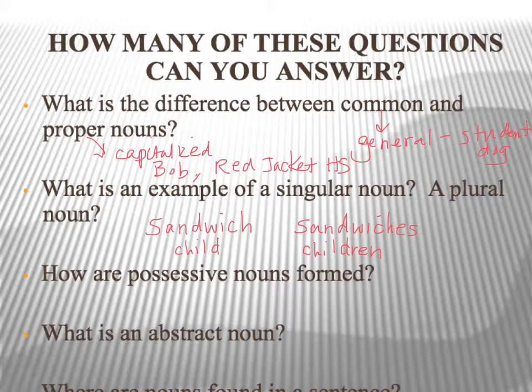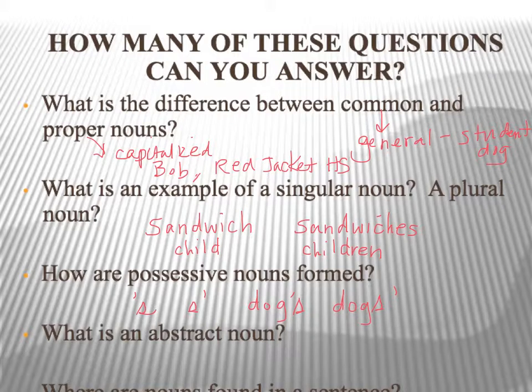How are possessive nouns formed? Well, this is where you add an apostrophe S or an S apostrophe. And again, it depends on what words you start with. So we could say the dog's bone. This would be one dog. But what if we had 2 dogs? The dogs' bones. The apostrophe goes after the S.